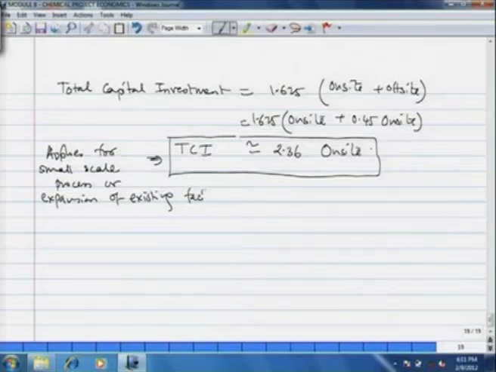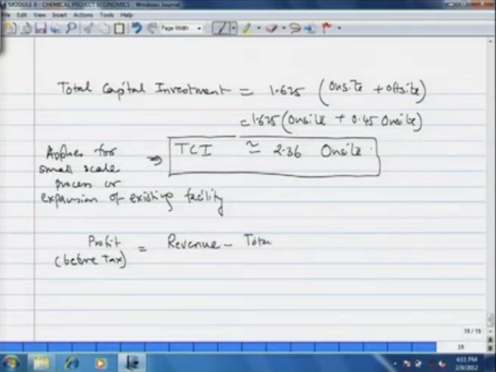But still it gives a very handy tool of estimating the total capital investment just by estimating the cost of major equipments that are there on the flow sheet. Having done this, we shall go further and see what is the profit for the process. Profit here, before tax, is the revenue that you earn minus the total production cost.